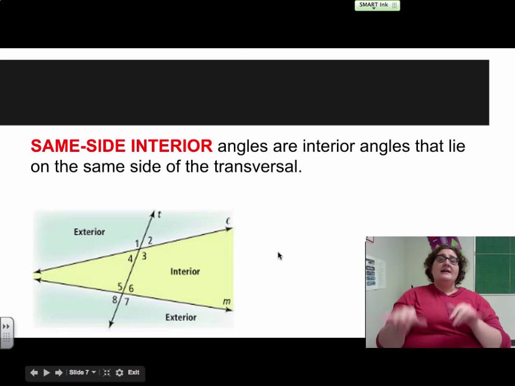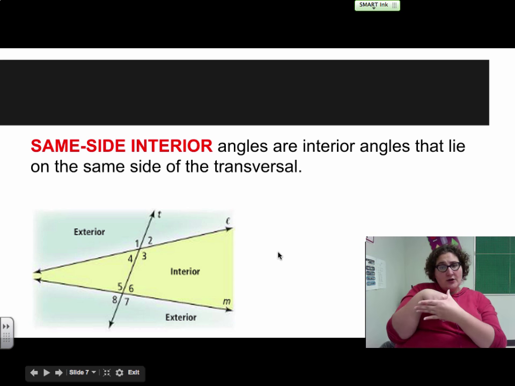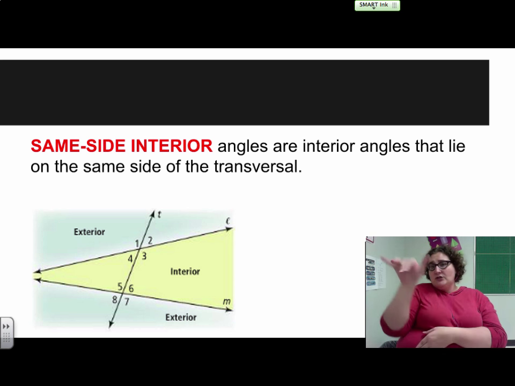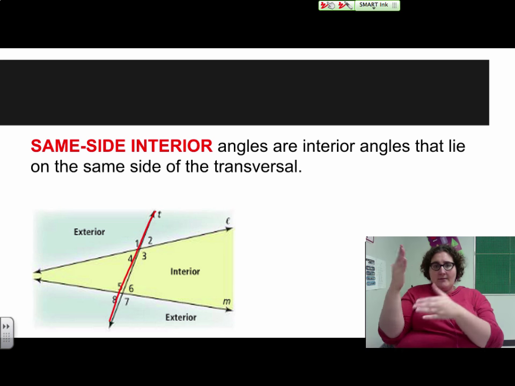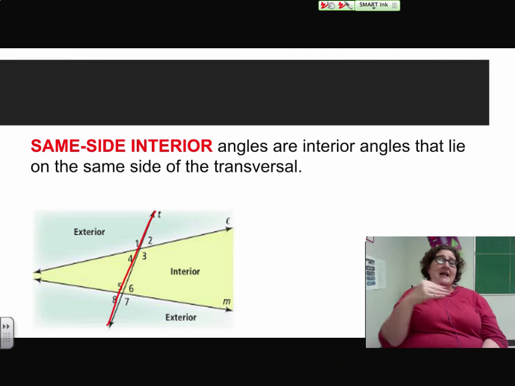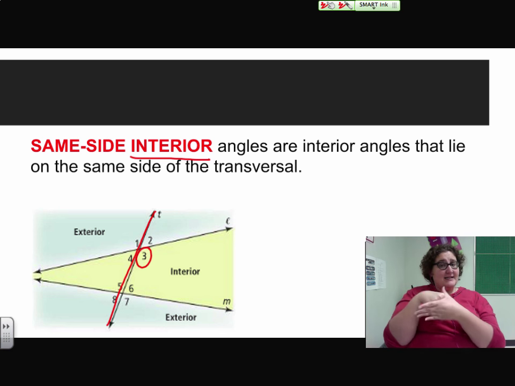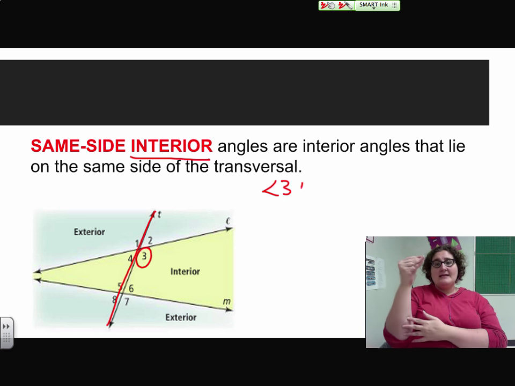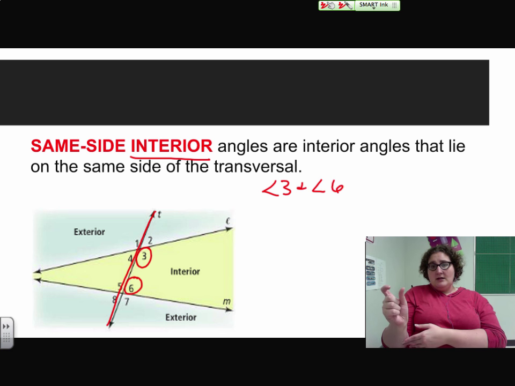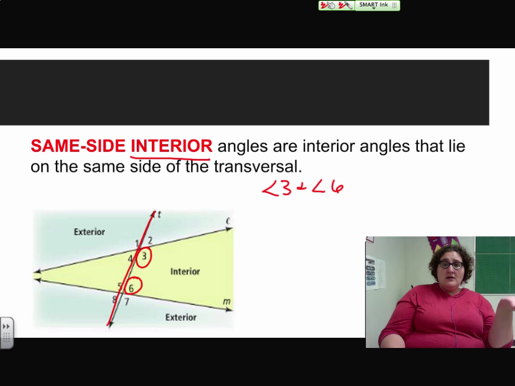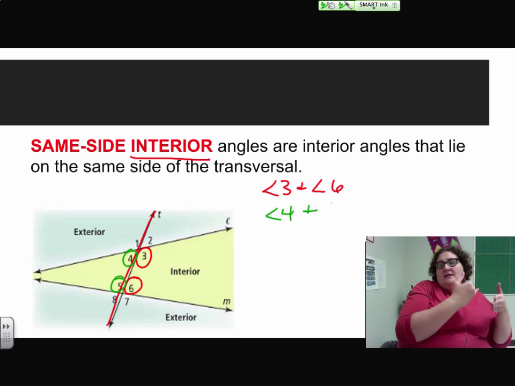Same side interior angles are interior angles that lie on the same side of the transversal. So again, we have our transversal, and if they're on the same side of the transversal and on the interior, we're looking at angle 3 and angle 6. There's one other pair on the same side of the transversal. If I'm looking at angle 4, it would be angle 5 because they're on the same side of the transversal and they're both on the inside.